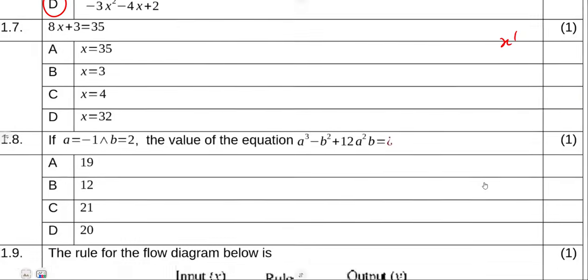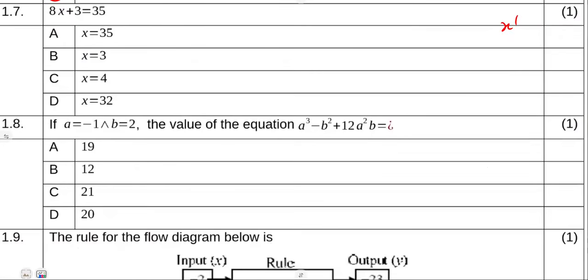Then 1.7, still these are just 1 mark, 1 mark. All right, we are supposed to find the value of x, solve for x. So 8x, take the 3 to the other side, it was going to be minus 3. So 8x is equal to 32. 35 minus 3 is what? 32. Since we have a product, divide by what? Divide by 8. So x is equal to 32 divided by 8, which is what? Which is 4. So the best answer was going to be C.